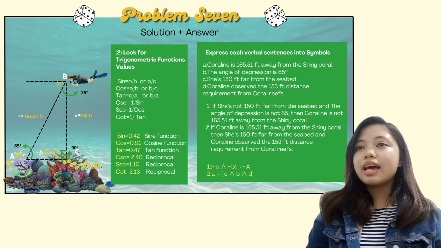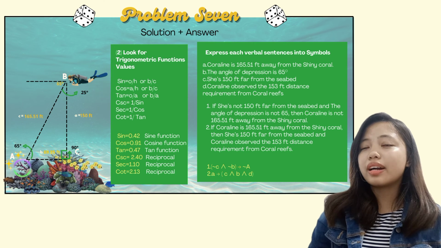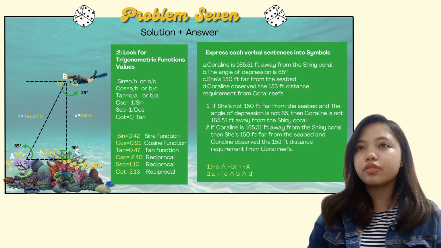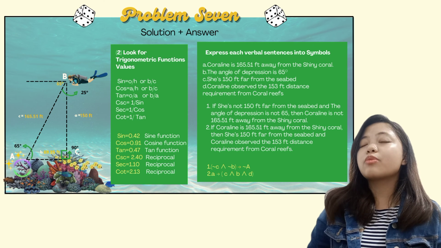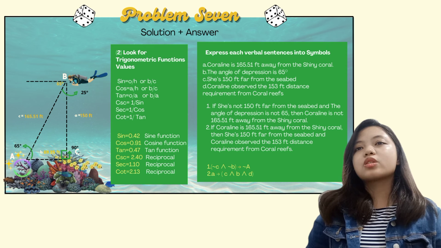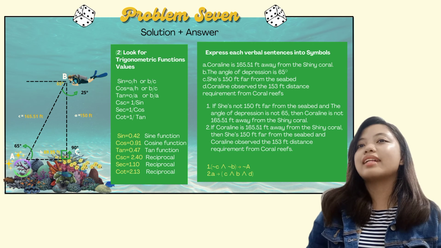And for number 2, if Caroline is 165.51 feet away from the shiny coral, then she's 150 feet far from the seabed, and Caroline observed the 153 feet distance requirement from coral reefs. So it will be A, if A, then C and B and D.